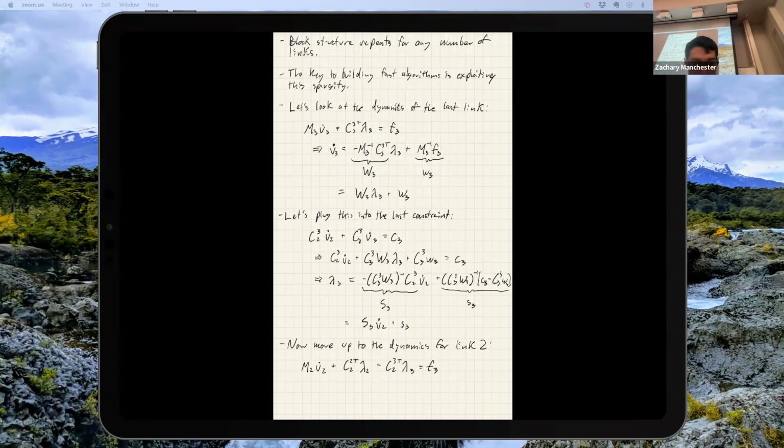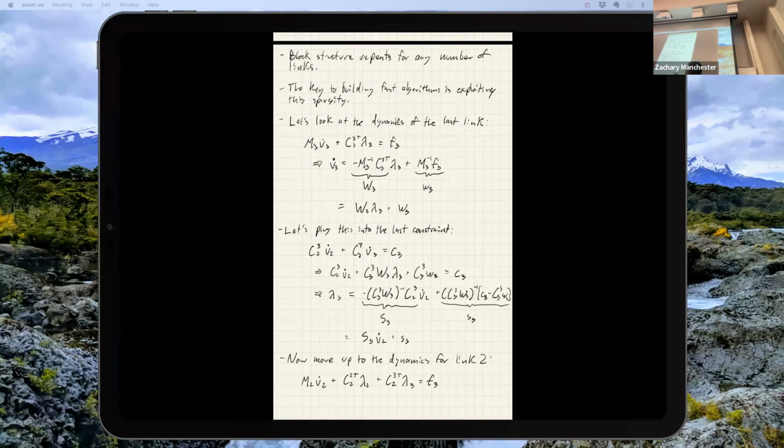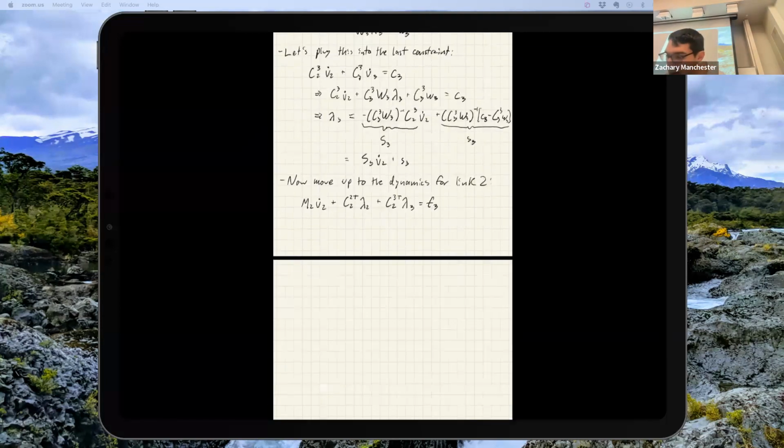F3. I'm going to do exactly the same move. So I'm going to take the equation I just came up with for lambda 3 in terms of V dot 2. I'm going to plug it in here. And now I've eliminated lambda 3 totally from this equation, because I wrote this in terms of V dot 2. So now I've got an equation that's just V dot 2 and lambda 2, basically where I started back there. And now I can bootstrap and keep trucking, right? So let's do that.